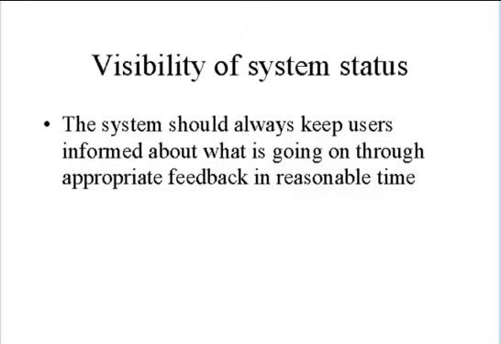The first heuristic is called visibility of system status, and by this is meant the system should always keep users informed about what is going on through appropriate feedback in reasonable time. Examples of this will be, for example, the download percentage box when you've downloaded a file off the internet, or the dialogue where you see a file being animated going into a folder when doing long saving operations on Windows.